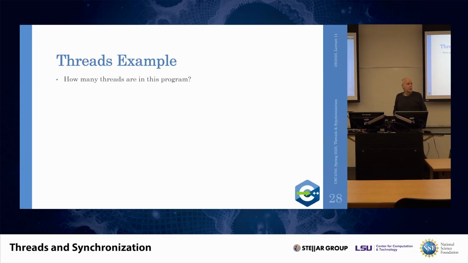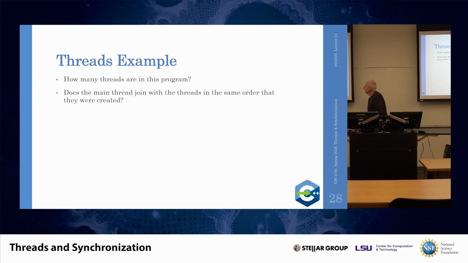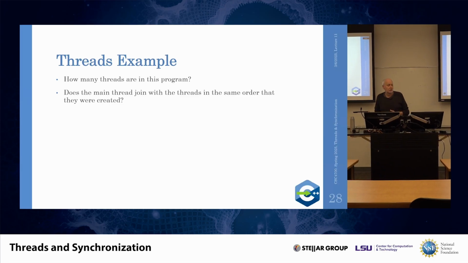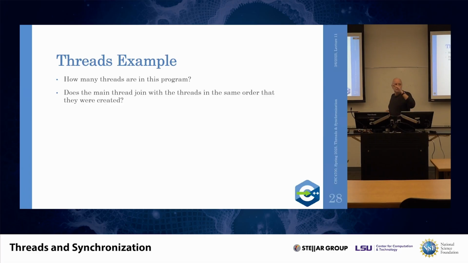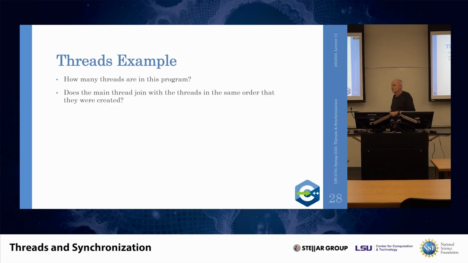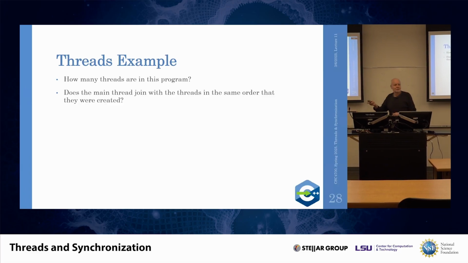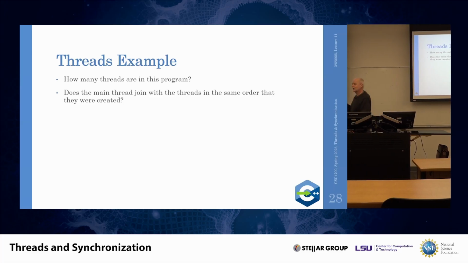How many threads are in this program overall? Anybody? 5, right. Does the main thread join with the threads in the same order that they were created? Right, we create 4 threads, and then they are being joined implicitly by the destructors of the JThreads. Is the join operation happening in the same order as the creation of the threads? No? Why not? Well, variables are destructed in the opposite order they are created, right? So the join operation will happen in the opposite order than they were created.